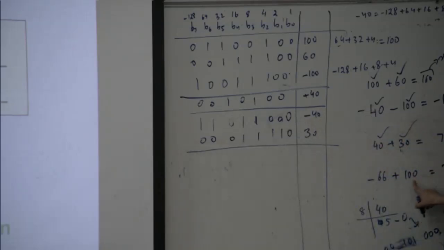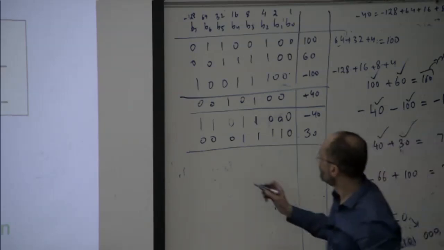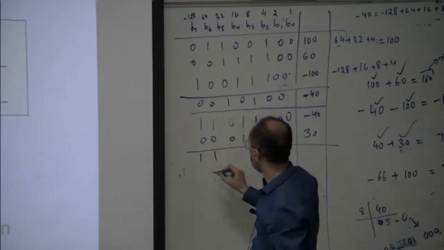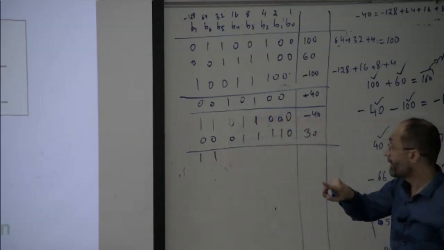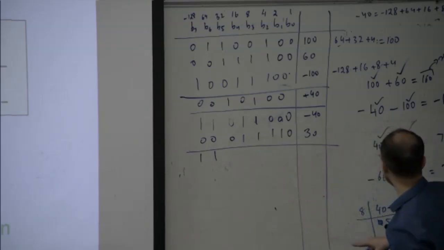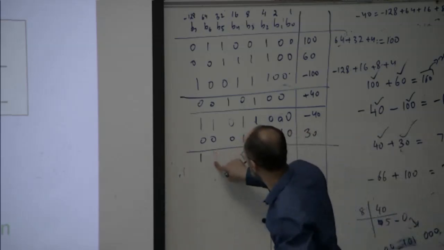40 is there, and then 100 is there, minus 66. Okay, now you can directly use minus 66. I'm directly using the method. Minus 128 plus 64 is minus 64, and to make it minus 66, minus 2. We don't have minus 2. No, we cannot use this. Then 0.